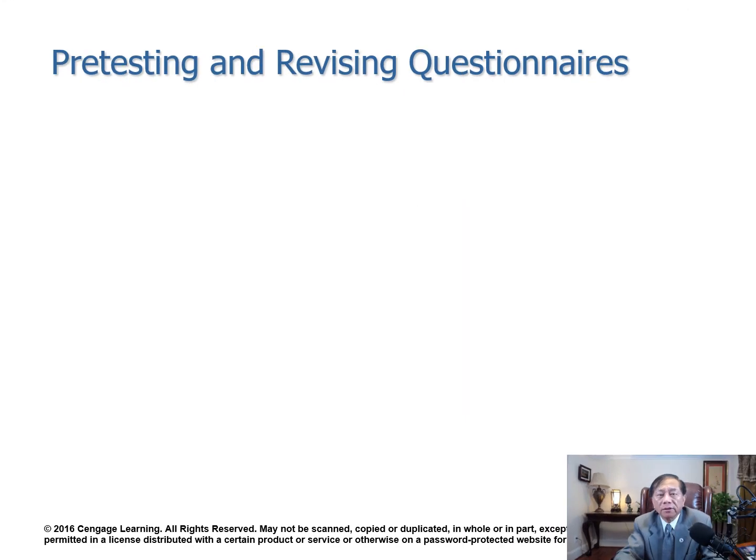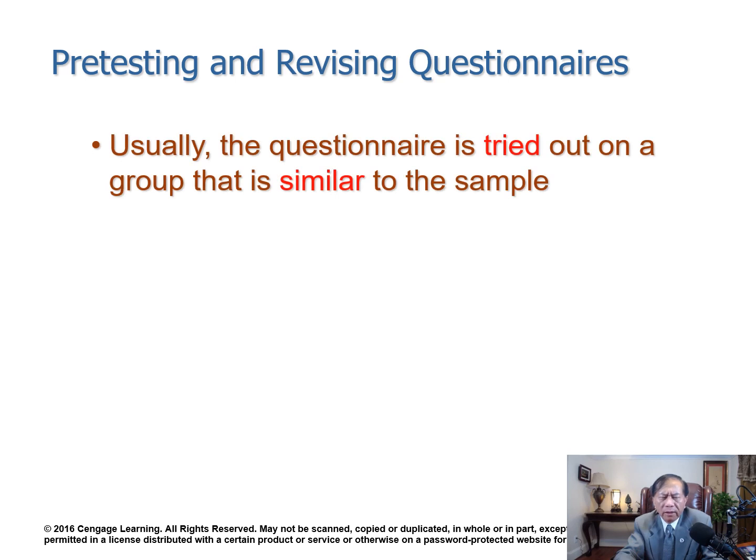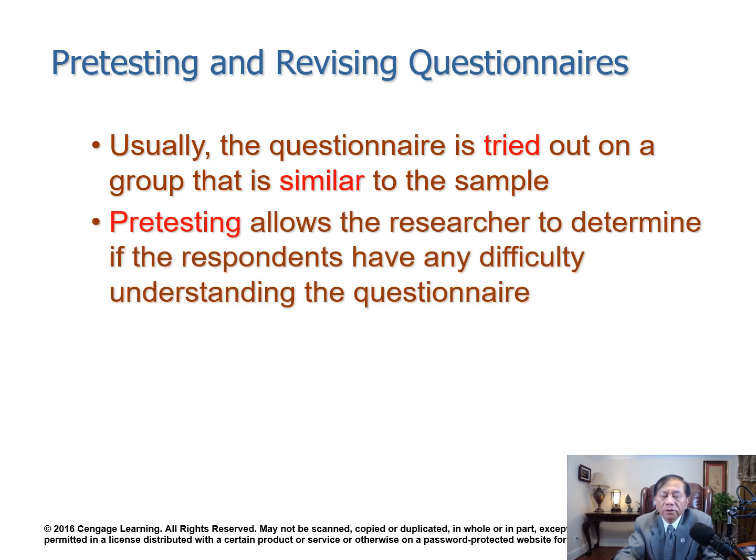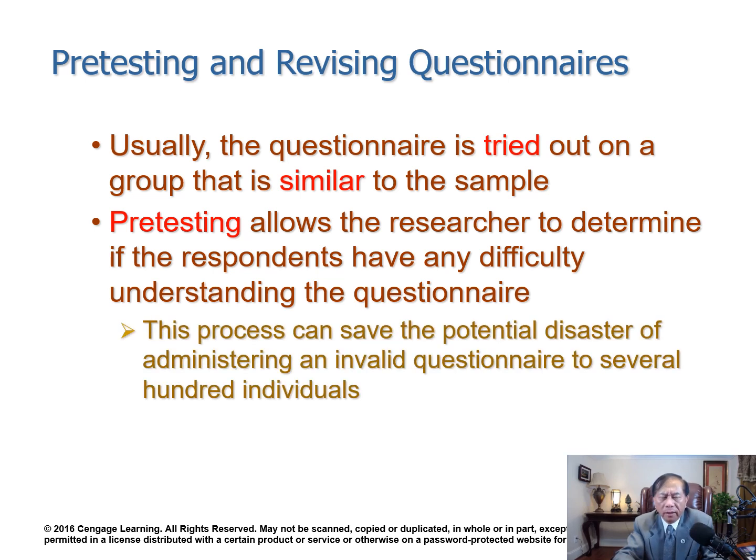Pre-testing and revising the questionnaire. Usually the questionnaire is tried out on a group that is similar to the sample. Pre-testing allows you, the researcher, to determine if the respondents have any difficulty understanding the questionnaire. Good people to ask are your family, your friends, other people, other students not taking this class. This process can save the potential disaster of administering an invalid questionnaire to several hundred individuals. You don't want to wait until you launch the full formal survey and waste your money there.